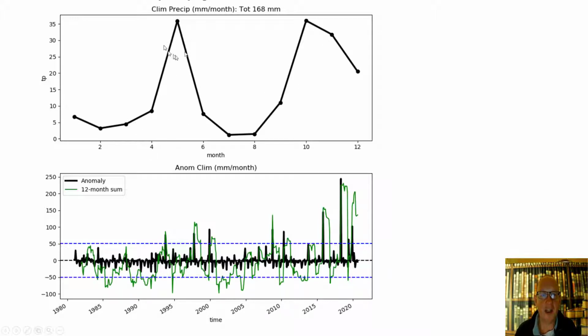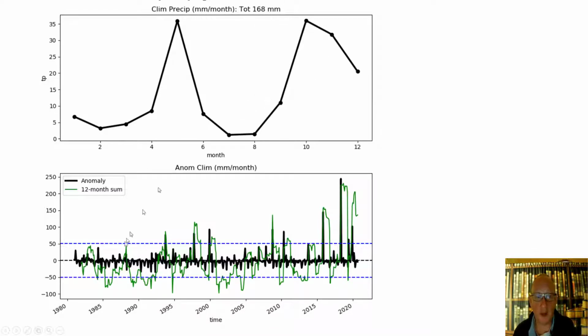But the main thing to see here is we have two peaks in the rainfall. We have about 35 millimeters a month in mid-May, and a peak in October, though a much broader peak ranging from, say, September through to December. And we have some months where we get almost no rain at all, 1 millimeter or so a month. To put that in context, average rainfall over the UK is about 3 millimeters a day. On average, it's about 168 millimeters a year.